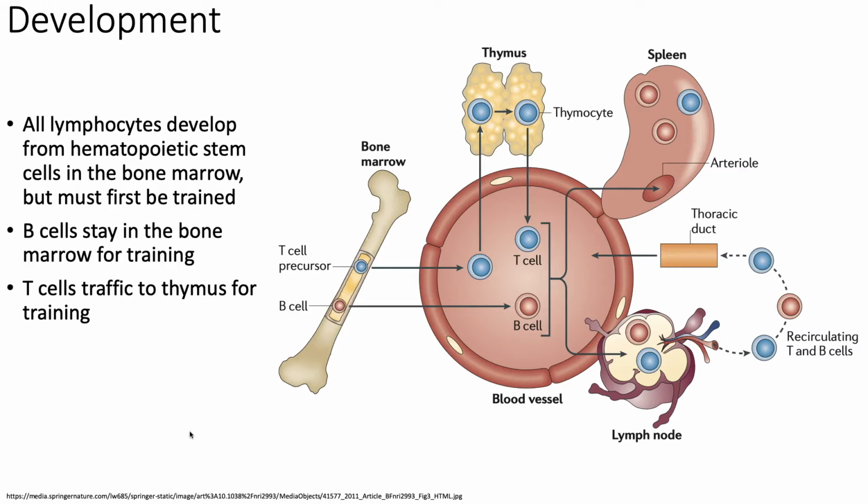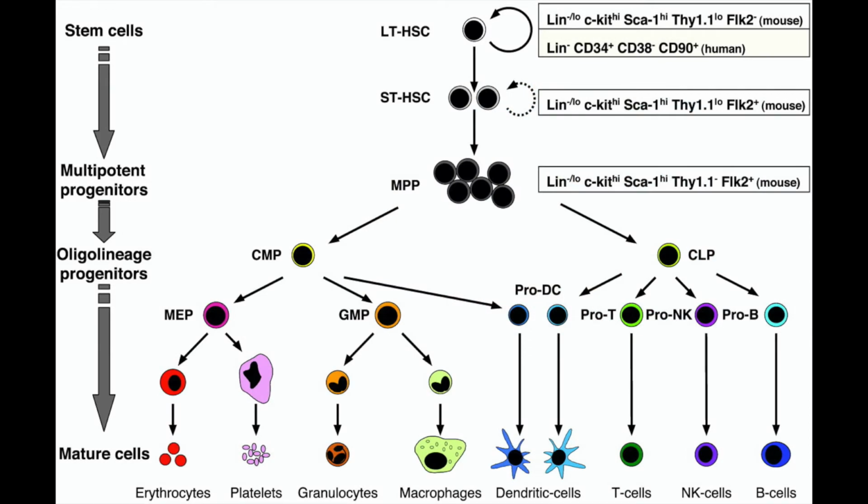So all lymphocytes develop from the hematopoietic stem cell system. I've talked about that before. I've shown a picture of that descent from an initial stem cell to a hematopoietic stem cell, and then you have your myeloid or your lymphoid progenitors, and then they can become all those different cells. We talked about that in the innate immune system. Your lymphocytes come from the lymphocyte lineage, but they have to be trained first.